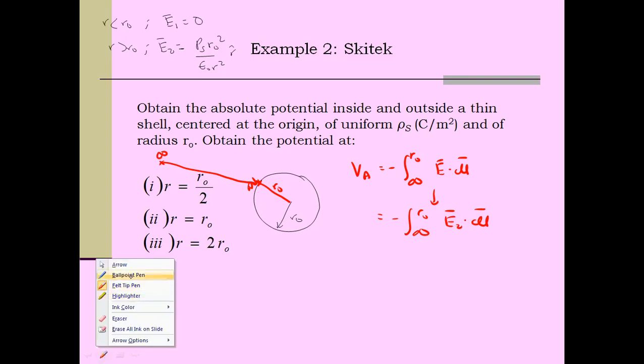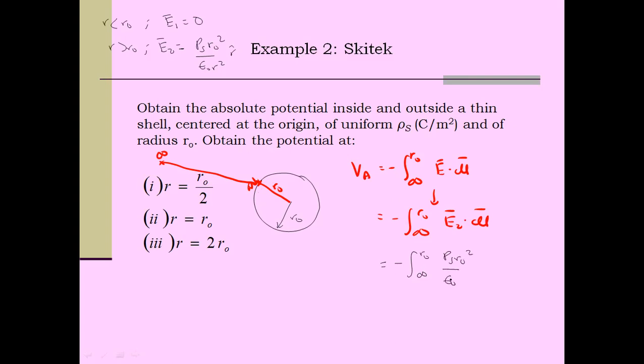So we can proceed with the calculation of the potential. You're going to have negative integration from infinite to R naught of rho s R naught squared over epsilon naught R squared dr, because dl is dr in the direction of R. We can proceed with the integration, and we end up with rho s R naught divided by epsilon naught, same as what we obtained previously for the case of R naught divided by 2, in volt unit.